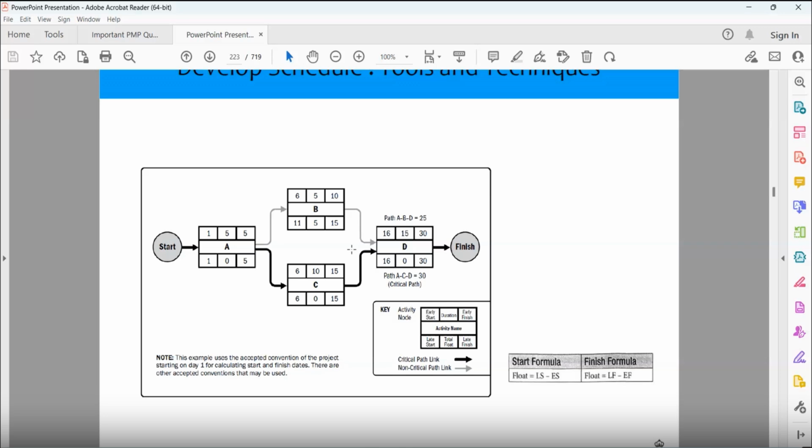Now for activity C and B, it is 16, so it will become 15. 15 minus 5, 10. 10 plus 1, 11. And what is the float? 15 minus 10, 5. For the other, 16, so it will become 15. 15 minus 10, 5. 5 plus 1, 6. Now we want to find the float. 15 minus 15, 0. Now the late start is 11 and the other late start is 6.